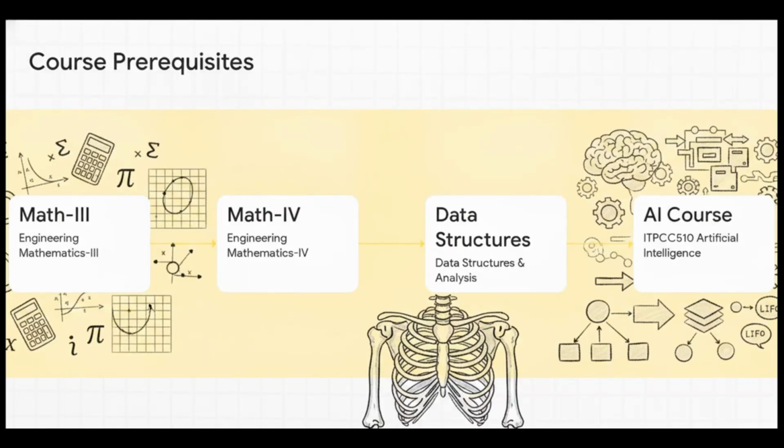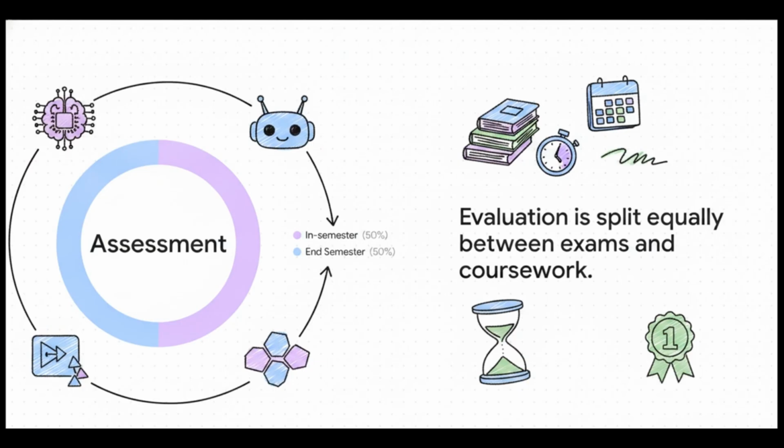But before we can even start building our digital brain, we have to talk about the prerequisites. Because let's be real, you can't just jump straight into AI. You absolutely need the deep statistical and numerical techniques from engineering math 3 and 4, combined with the structural logic of data structures and analysis. These subjects form the very necessary skeleton that our entire AI course is going to sit right on top of.